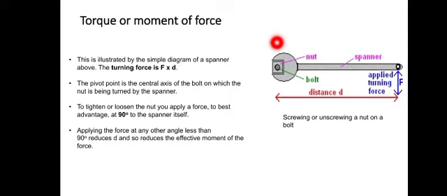The distance from the pivot point to the line of action of the force is the moment arm D. D multiplied by F will produce the turning effect, the torque. The more the force and this distance, the more the torque will be produced. And one important point: to tighten or loosen the nut, you apply a force to best advantage at 90 degrees to the spanner itself. What does this point mean? This means that when you apply force perpendicularly, then the turning effect will be maximum.